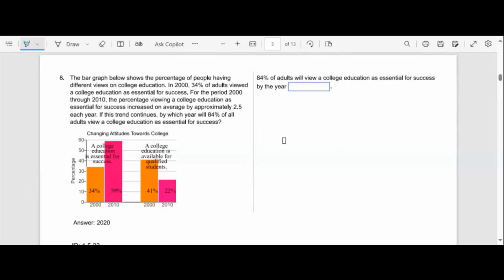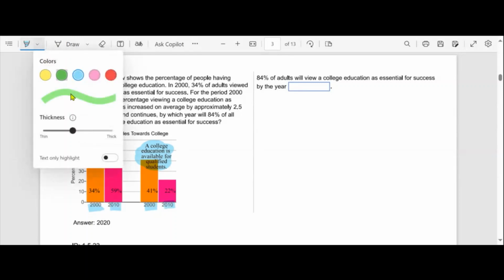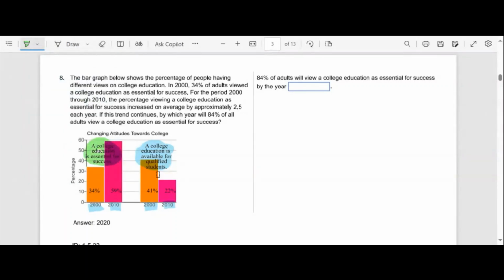84% of adults will view a college education as essential for success by the year of, okay, 1 minute. If 34, it was through 2010, so at 84 it will be 2000 and, 1 minute. These are 84. I think it will be in 2010, the same was it? Read it one more time.